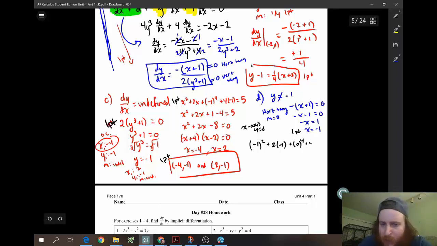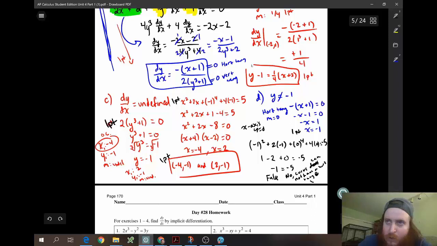Then plus 4 times, for the y we're going to put in 0, equals negative 5. So that gives us 1 minus 2 plus 0 equals negative 5. That gives us negative 1 equals negative 5, which is false. Because this is false, we would say no, the curve cannot have a horizontal tangent where it crosses the x-axis. And you don't need to say anything else because you just showed your work.